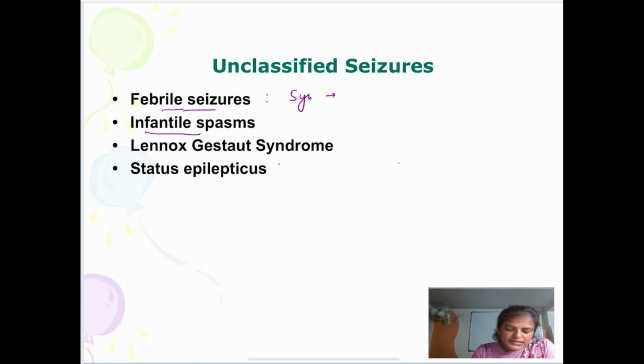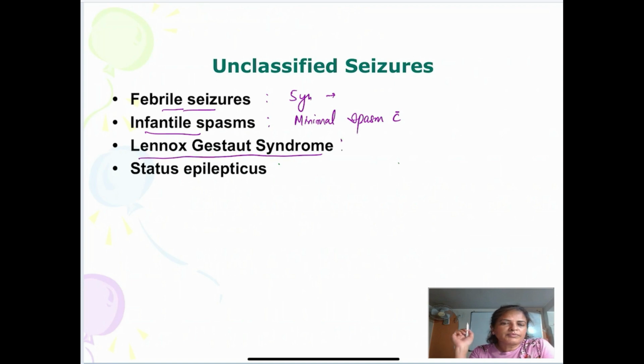Then infantile spasms, this is seen in infants, with minimal spasm along with mental deterioration. Then Lennox-Gastaut syndrome. This is one of the most difficult to treat, usually seen in 2 to 6 years of age. Here the child will come every time with a different type of seizure, and along with that, behavioral problems and psychological problems will be there.